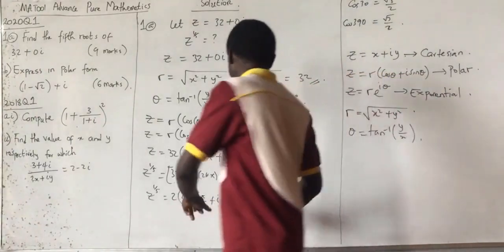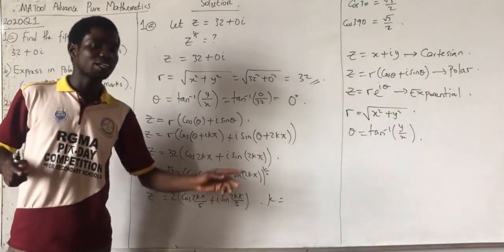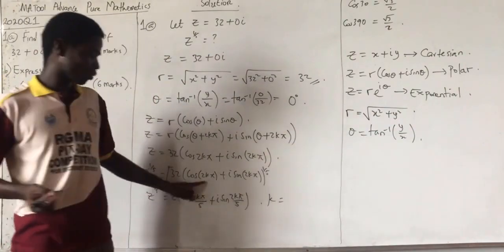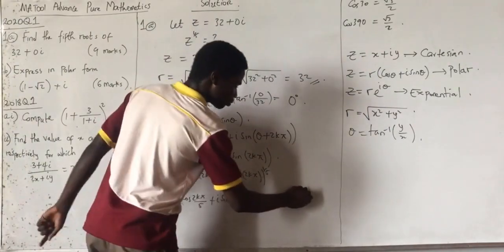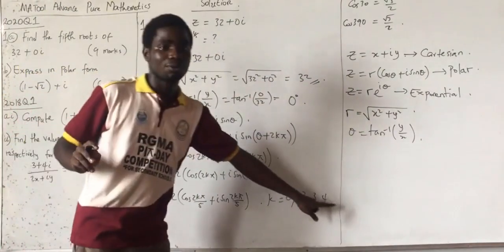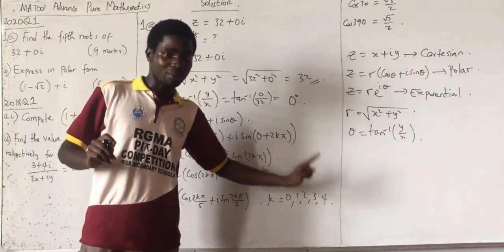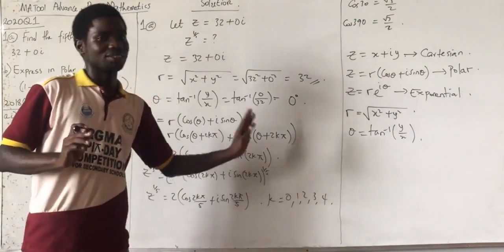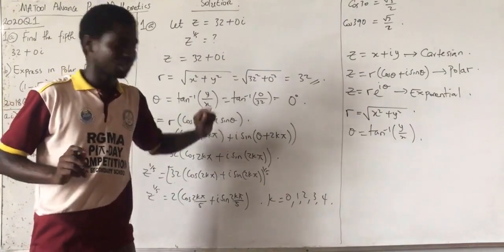Let me tell you what k will be now. This k will help you to get all your 5 answers you are looking for. So k will start from 0. This k, I said 2k pi, starts from 0, 1, 2, 3, 4. Since I'm looking for the 5th root, I stop at 4. If I'm looking for the 7th root, I stop at 6. Do you understand my point? It always starts from 0, then stops at the number before the inverse of the power you have. Do you understand?